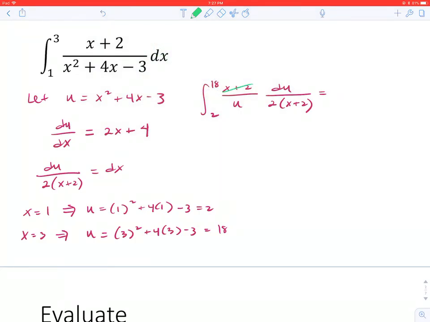So we can see that we can actually cancel the x + 2's. And I'm going to rewrite this as the integral from 2 to 18, and I'm going to leave the 1/2 inside of the integral. You can pull it out, but I prefer to leave it in. If you pull it out, you'll just have to distribute it at the end. Okay, so if we integrate 1/2 times 1 over u, that's going to be 1/2 times ln of the absolute value of u.